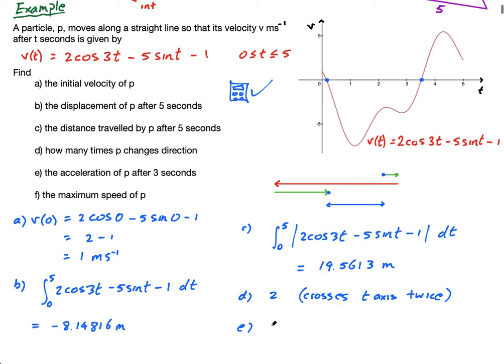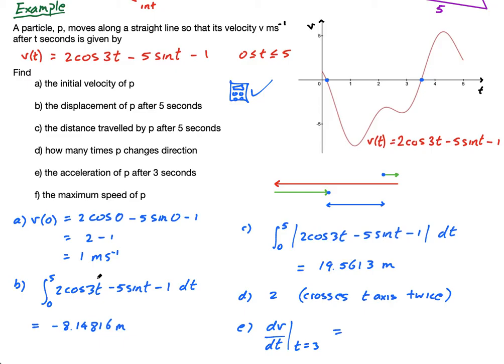So I want dv dt at 3 seconds, when t equals 3. Now look, again, many students will start differentiating this and subbing in t.